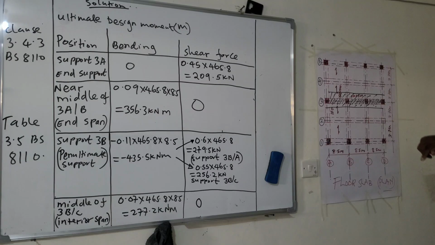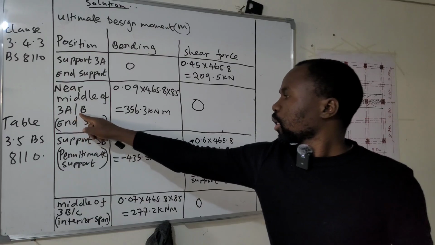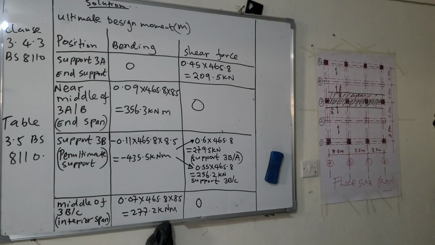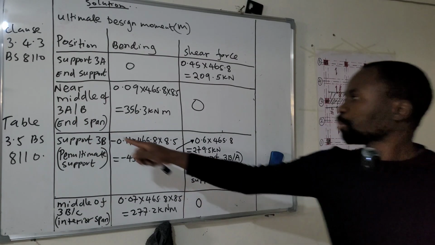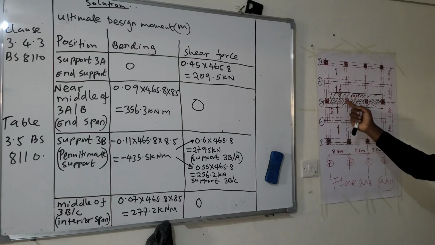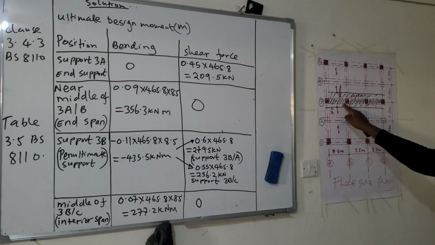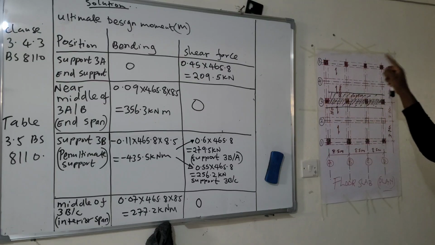So we proceed to near middle of 3A and B. So near middle, which is the end span. From the end support, we proceed to end span. So from here to here, this is the end span. End span between 3A and 3B.